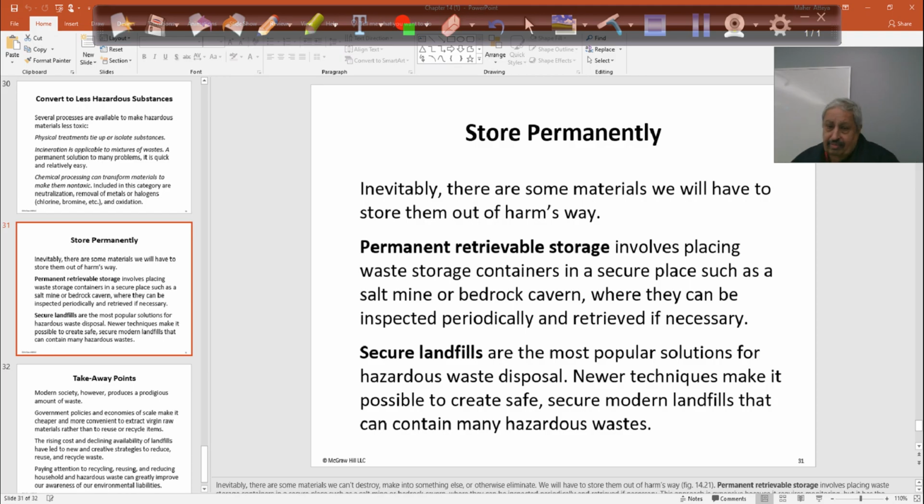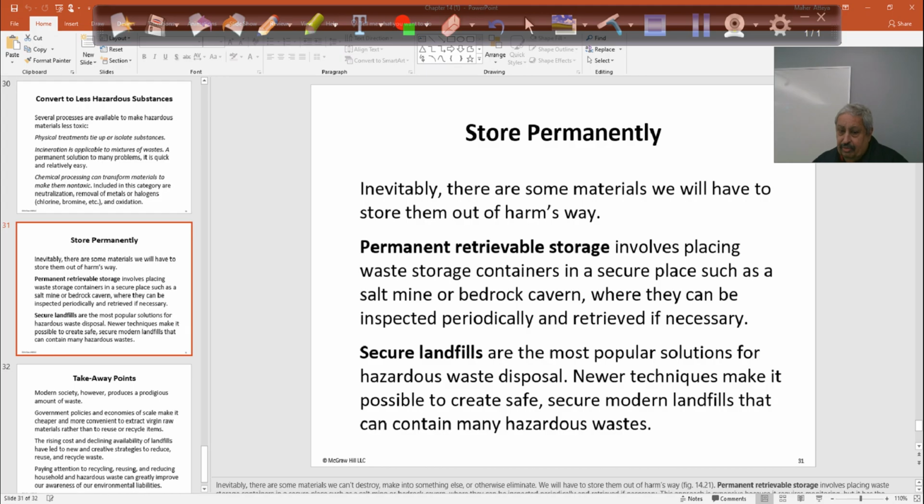So permanent retrievable storage involves placing waste in containers, especially highly toxic chemicals and nuclear waste. You put them in containers in a secured place such as a salt mine or bedrock cavern, where they can be inspected periodically and retrieved if necessary. And that's what happens with nuclear waste. But if there is a sudden earthquake, then we are out of luck.